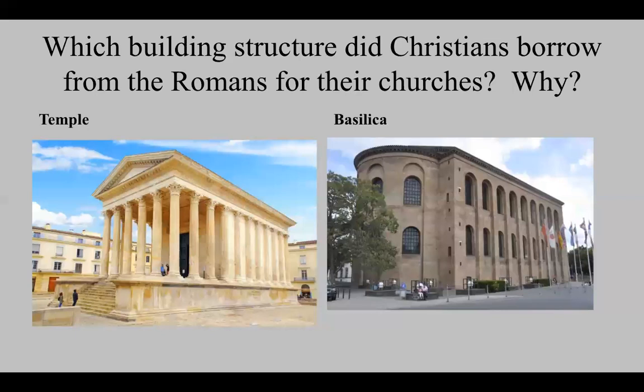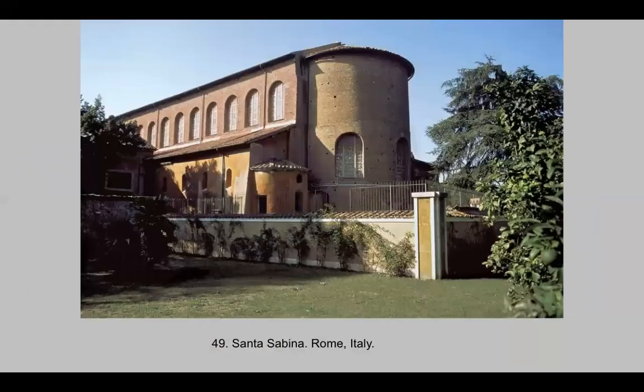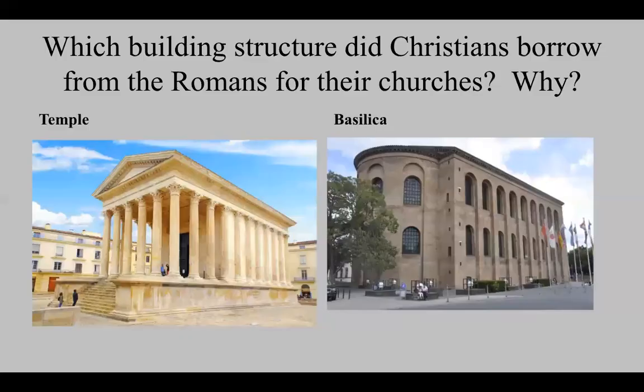Okay, so which buildings did Christians borrow from the Romans for their churches? Did they build temples or use temples, or did they use basilicas? And why would they do that? Does anyone know? If you look in your note takers and you look at the next image, skip here so I can see which one it is. It's Santa Sabina. Which one do you think it is? It's a basilica format, okay?